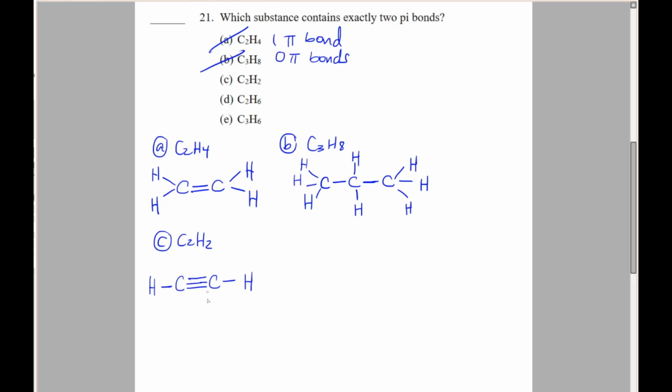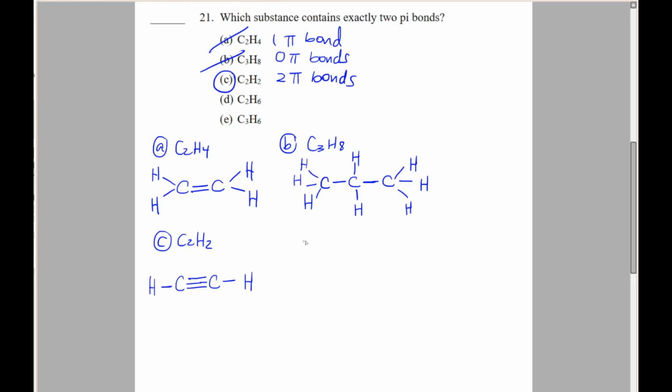You might be thinking, okay, but this has only 1 pi bond and 1 triple bond. But actually, this has 2 pi bonds and 1 sigma bond, because we have this sigma bond, which is this single bond, and then we have these 2 additional bonds, which correlate with 2 pi bonds. So we can write 2 pi bonds for C, and just like that, we know our answer is C.